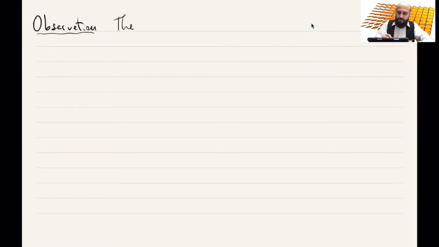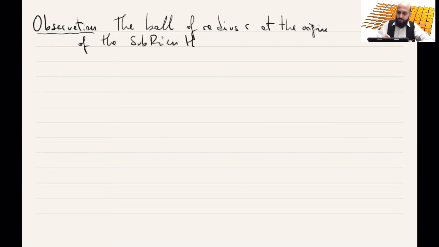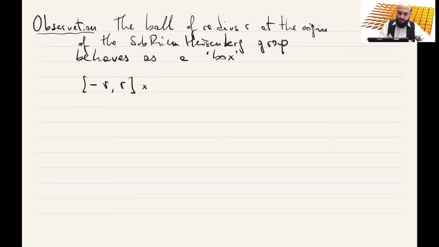I claim this fact: the ball of radius r at the origin of the subRiemannian Heisenberg group behaves as a box of the form [-r, r] times [-r, r] times [-r², r²].